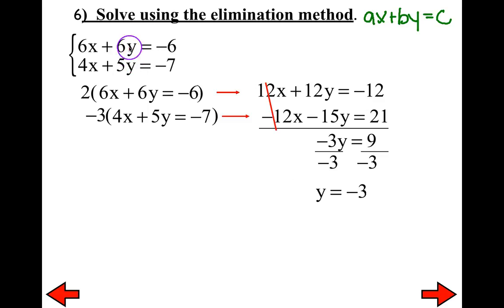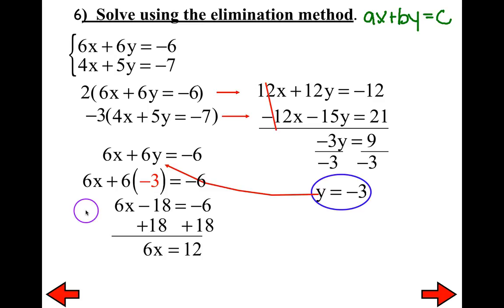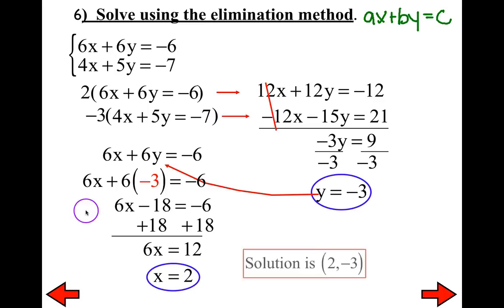Now that I have that, I'm going to plug it into one of my originals. I'm going to plug it into the first one. I'm going to put negative 3 in for y, leaving me with this. So I have 6x minus 18 equals negative 6. Add 18 to both sides. I'm left with 6x equals 12. Now simply divide both sides by 6, and x equals 2. So my answer, I think, is 2 comma negative 3.